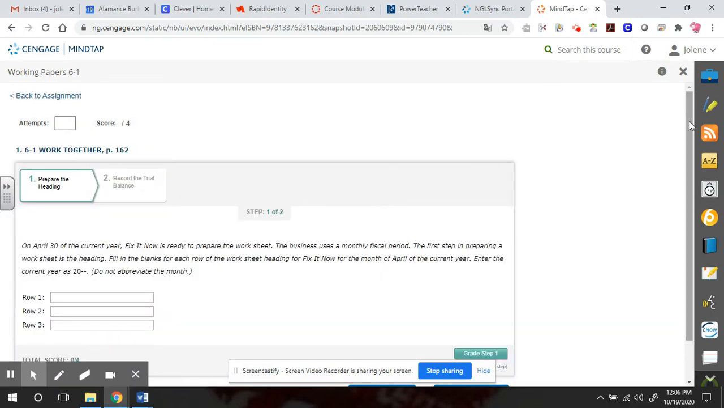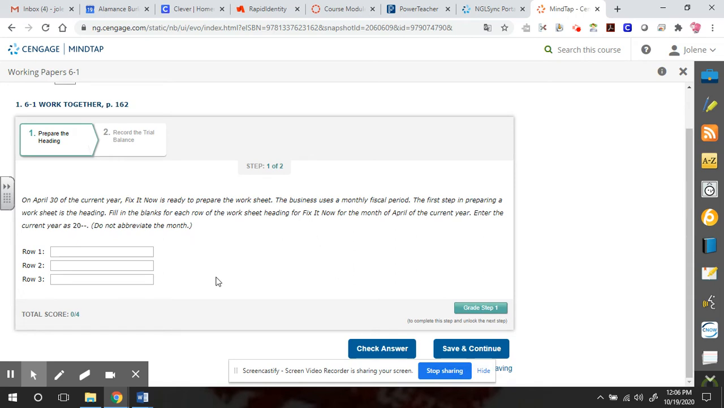Now, this whole document, the worksheet, can look really overwhelming, but we're just going to take it one step at a time. So don't get scared about it. First thing they want us to do is fill out the heading. If you look on page 159, it actually shows you how to do the heading. The name of the business goes first.